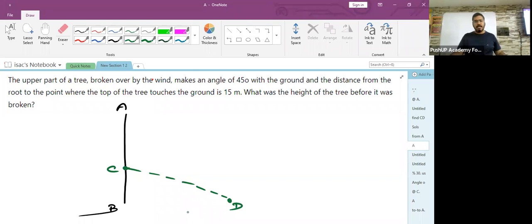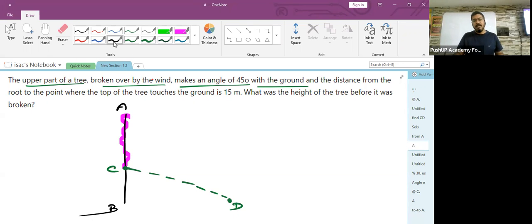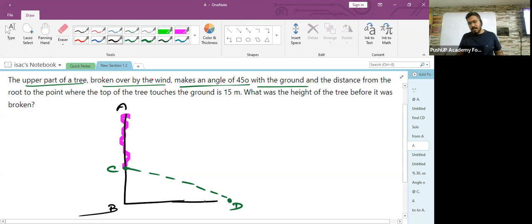Now children, the upper part of a tree broken over by the wind makes an angle of 45 degrees with the ground. Upper portion of the tree. So children, CA is the upper portion which we are talking about. And that portion broke and it fell on the ground. So what happens, the angle formed between CD and BD at this point D is equal to how much?